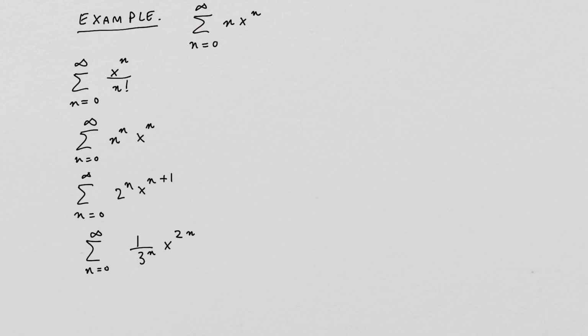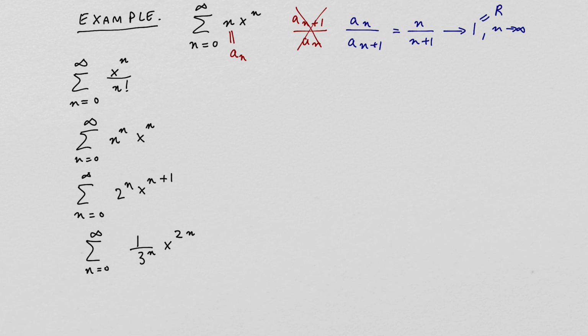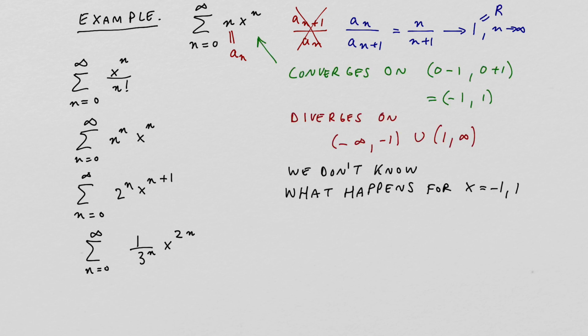Let's see some examples. In the first case, a_n is equal to n. a_{n+1} divided by a_n. I almost made a mistake. It will be the other way around than in the ratio test. a_n divided by a_{n+1} is n divided by n plus 1. Well, this converges to 1 when n goes to infinity. So we obtain that the radius of convergence is 1. So the radius of convergence for that series is 1.